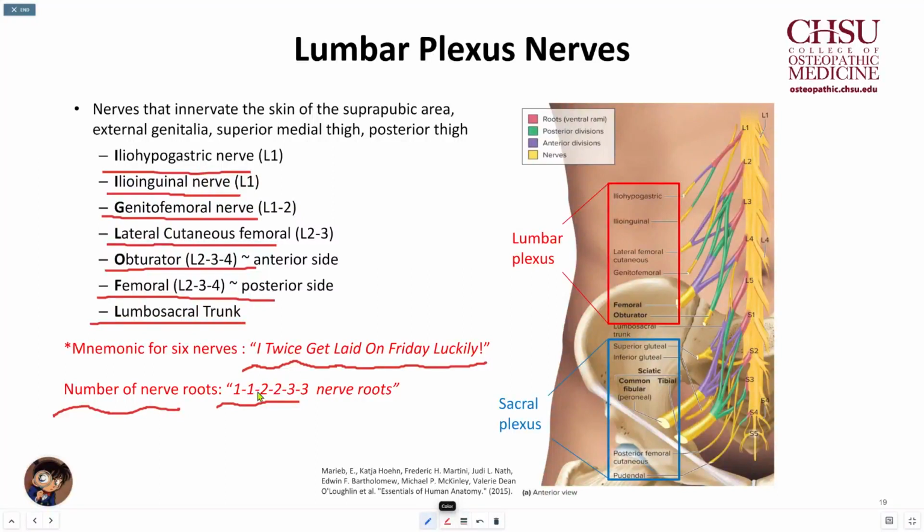L1, L1, L1, 2, L2, 3, 2, 3, 4, 2, 3, 4. So these are the number of roots that come from it. And so it's not too bad. And that is your entire set of lumbosacral nerves.